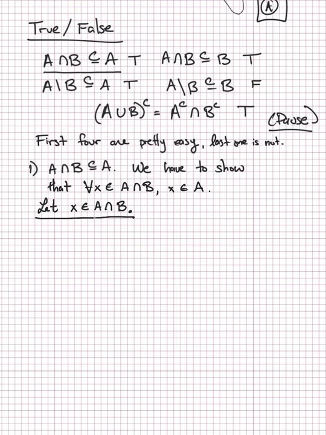What do we have to show? Well, we have to show it's in A. So by definition of intersection, x is in A and x is in B.